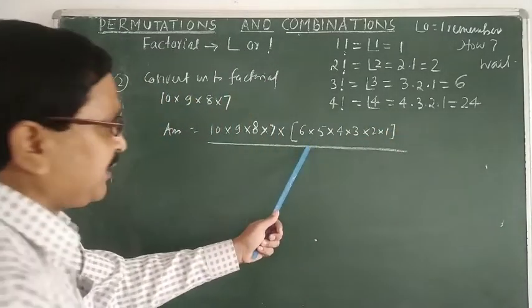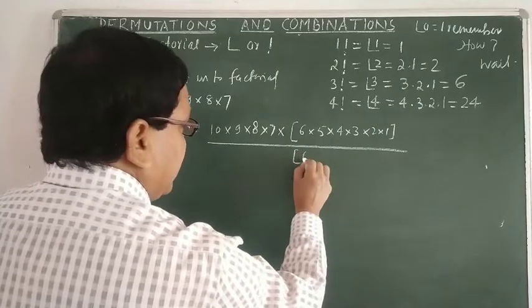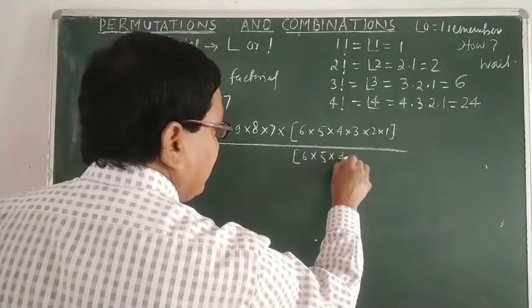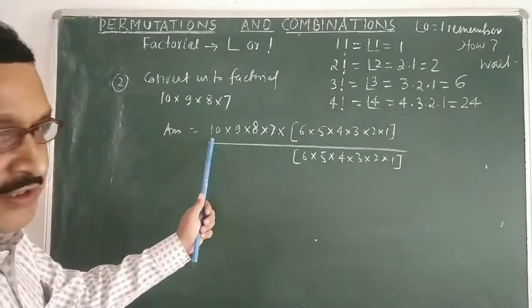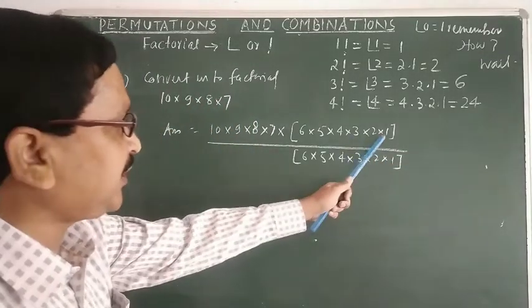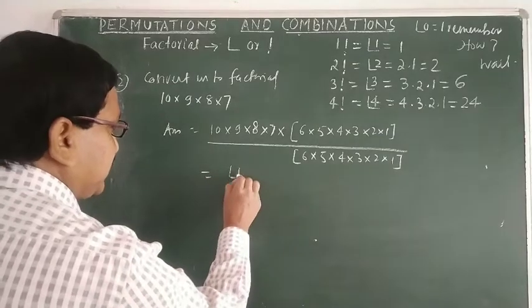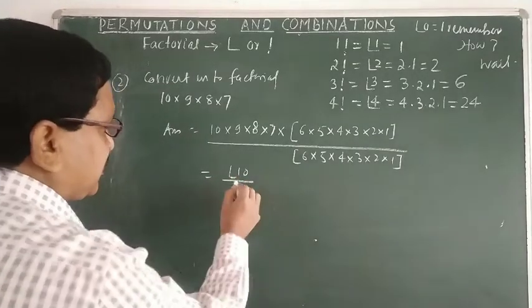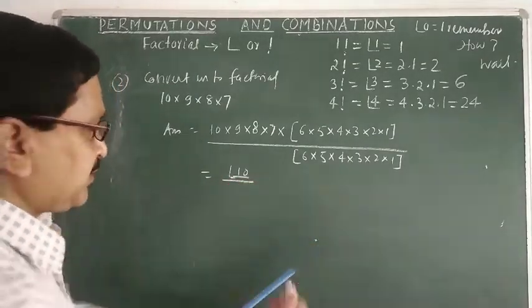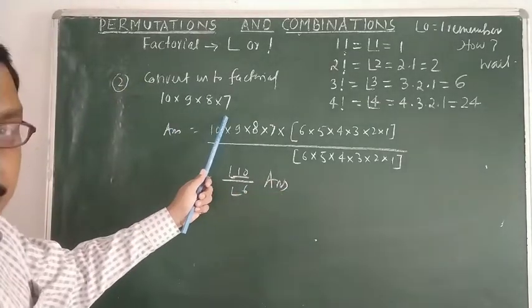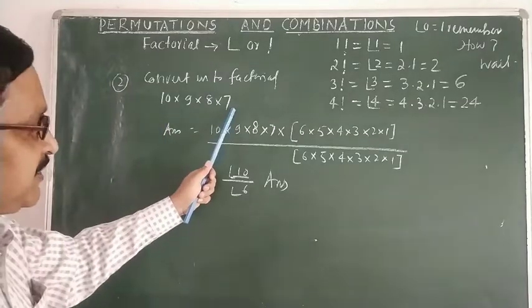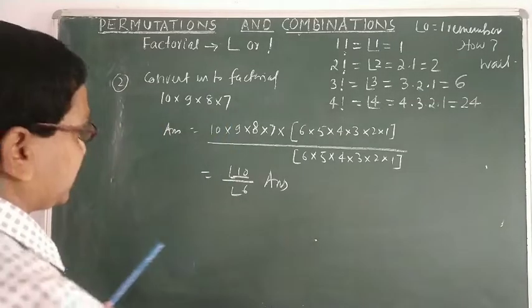After that, the same thing will be divided: 6, 5, 4, 3, 2, 1. Now this is continued, starting from 10 ending to 1, so this is called factorial 10. And starting from 6 and ending to 1, this is called factorial 6. So our problem is over. The given expression is expressed in terms of factorials.